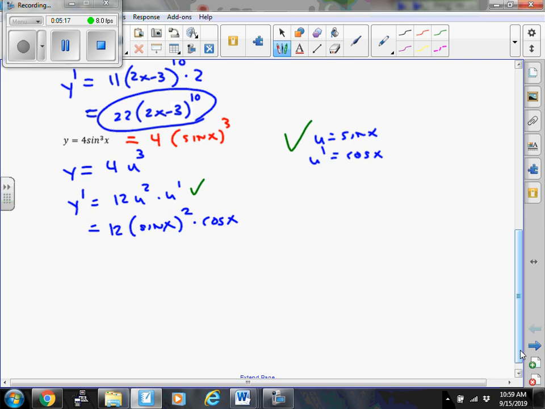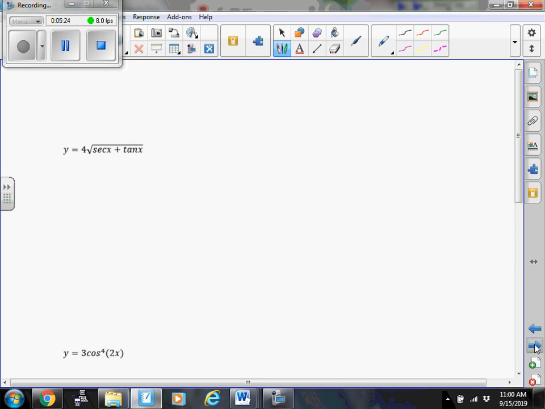Again, here's an example of a section where if you don't do a lot of practice, you're not going to get good at this. So do all the problems, ask many questions, as many as you need.